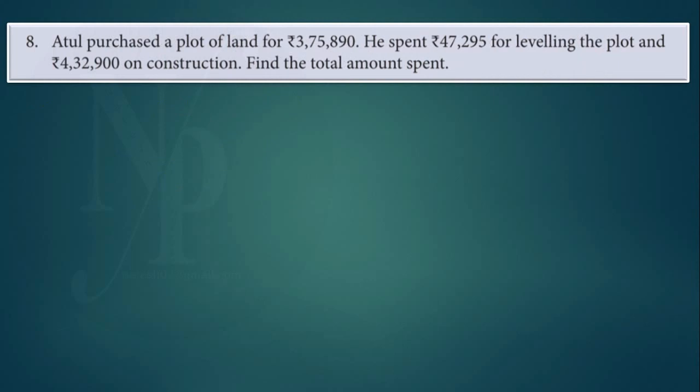So the last question of this exercise is question number 8. Atul purchased a plot of land for 3,75,890 rupees. He spent rupees 47,295 for leveling the plot and rupees 4,32,900 on construction. Find the total amount spent. So to find the total amount spent we need to add all the three numbers which represent the amount spent by him, and we will add these numbers to get the total amount.